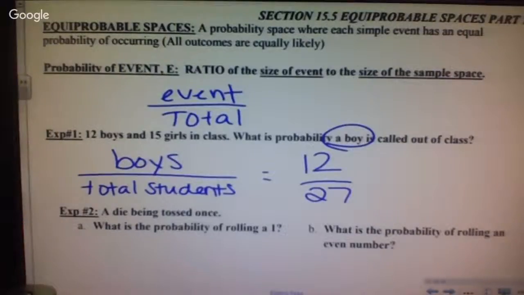The last thing I need to do then is, can I reduce? They both can be divided by 3. Both can be divided by 3, which leaves me with what? 4 over 9. You're done.